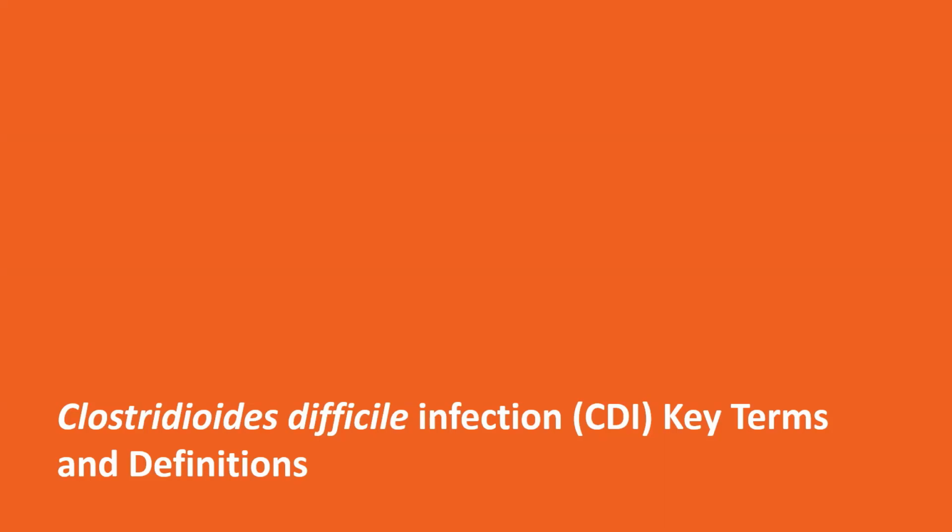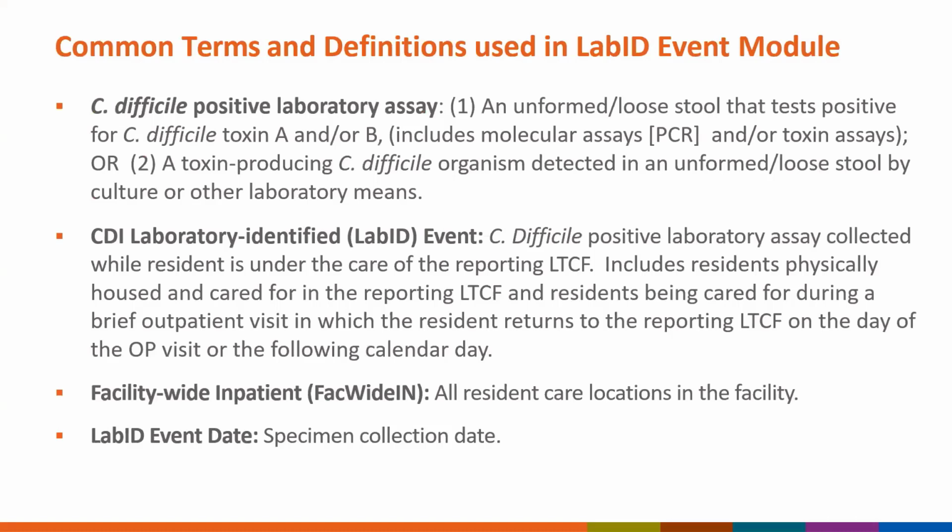I will now share a few key terms and definitions for C. diff. The C. diff positive laboratory assay is an unformed loose stool that tests positive for C. difficile toxin A and/or B. It also includes molecular assays, which are known as PCR, and/or toxin assays, or two, a toxin-producing C. difficile organism detected in an unformed loose stool by a culture or other laboratory means.